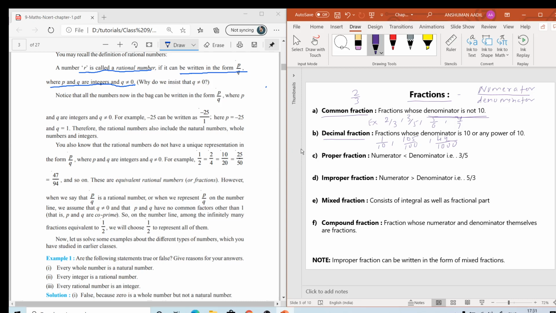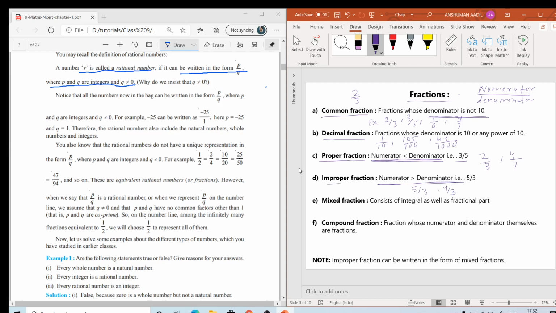Now, there are proper fractions. In proper fractions, we have the numerator less than the denominator. For example, 3 by 5, 2 by 5, 4 by 7. Like this, we can take many examples. What are improper fractions? In improper fractions, the numerator will be greater than the denominator, like 5 by 3, 4 by 3. We can take many examples like this.